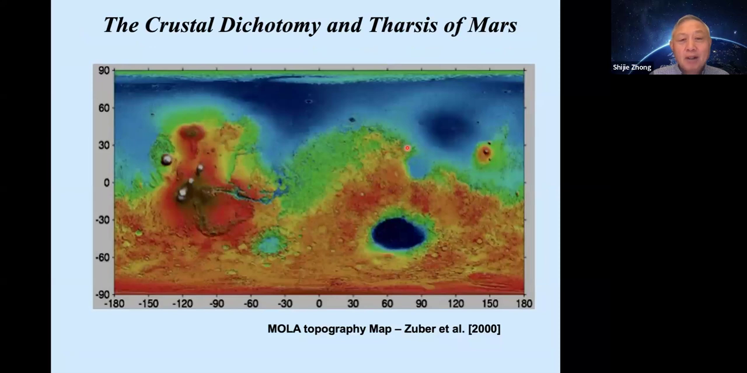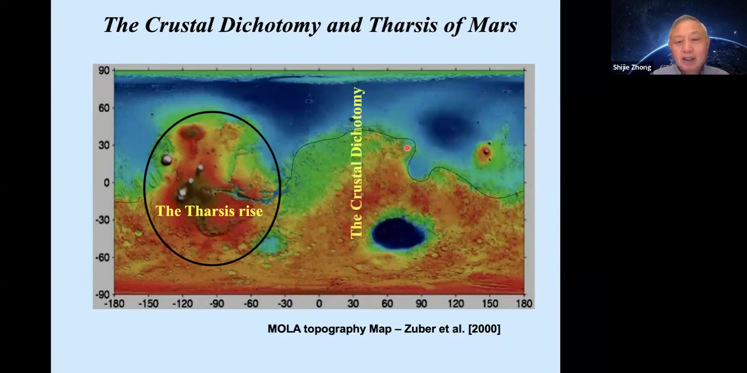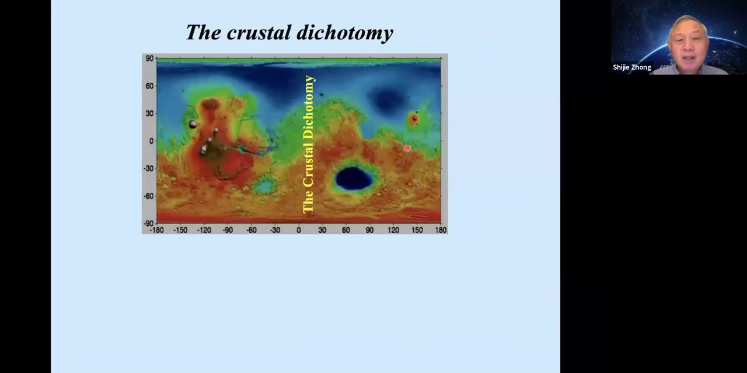Okay. On Mars, there are two very important global asymmetries that you see from the surface. The first one is called Tharsis rise. That's the region that I circled here. The second one is what we call the crustal dichotomy. Okay. So now I'm going to explain in more detail about these two degree-one structures, or global asymmetries, for Mars. Okay, right? First, let's look at the crustal dichotomy.